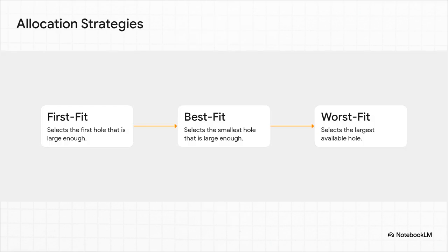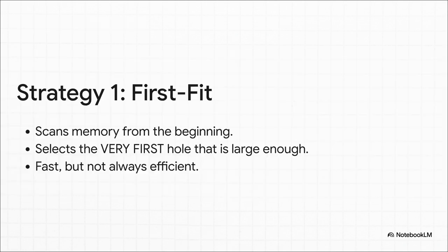So it turns out our librarian has 3 main tricks up its sleeve to solve this puzzle: first fit, best fit, and worst fit. Let's break down how each of these works. First fit is, well, exactly what it sounds like. It's the simplest and fastest approach. The librarian just starts at the beginning of the bookshelf and scans along until it finds the very first hole that's big enough. It plops the book there, and it's done. Super quick, but you might end up using a massive hole for a tiny book, which isn't exactly efficient.